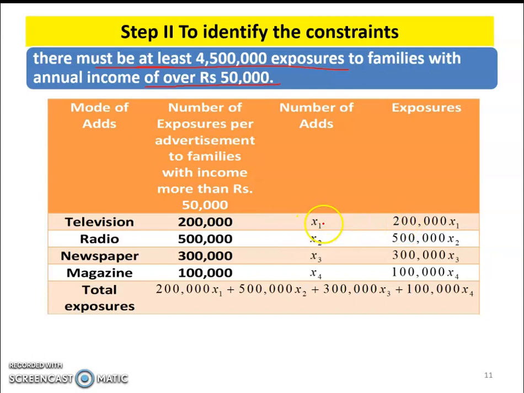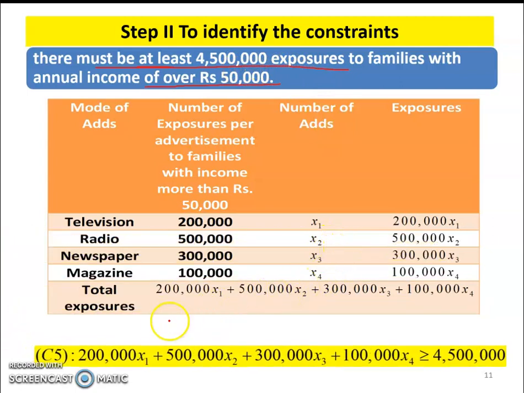So for x1 number of advertisements, it will have 200,000 x1. Similarly, in radio, the exposure will be 500,000 x2, and in newspaper it will be 300,000 x3, and in magazine it will be 100,000 x4. So the total number of exposures will be given like this, but it should be at least 4,500,000. So the fifth constraint, C5, must be greater than or equal to 4,500,000. See this number.